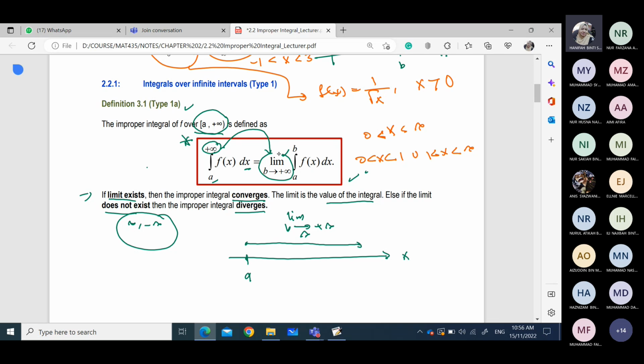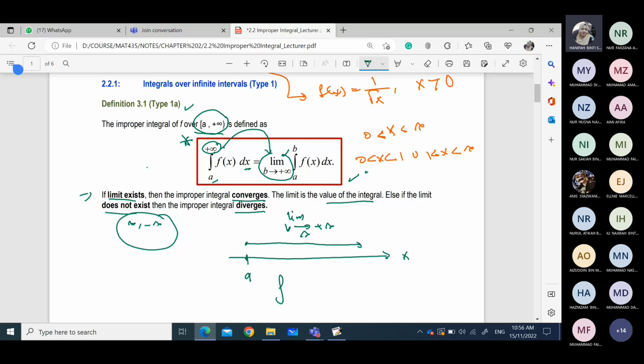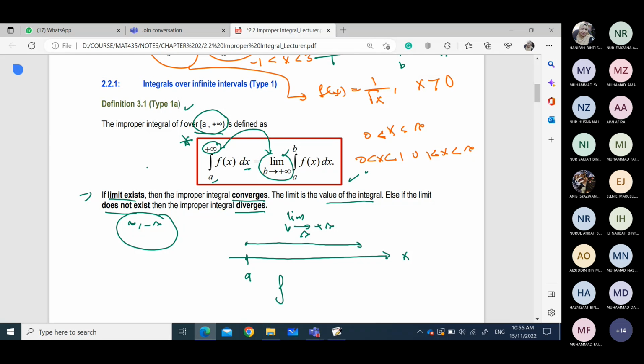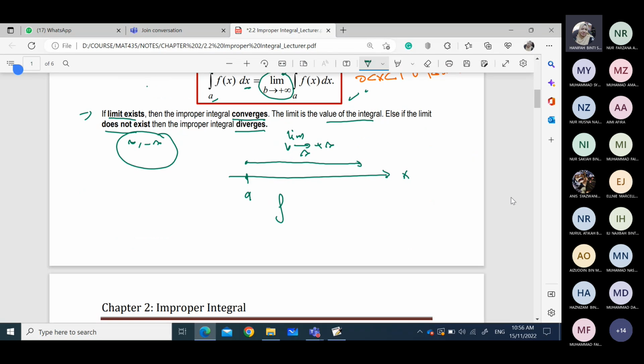Second, after you find the limit, if we have any value, or you get any value, we say the limit exists. Okay, let's say after we solve for this problem, the limit, this one we solve.